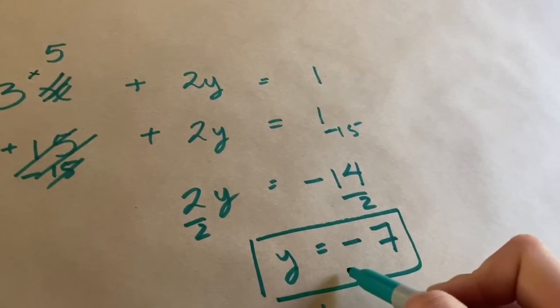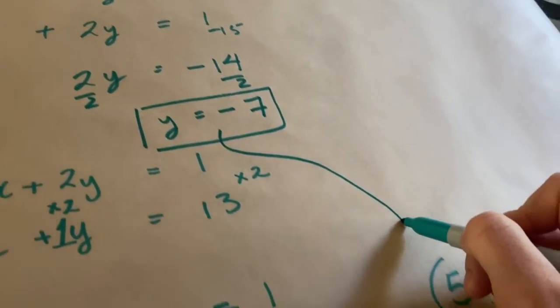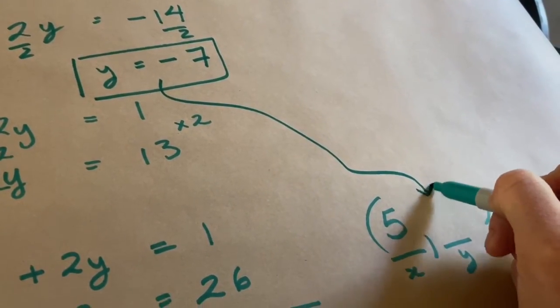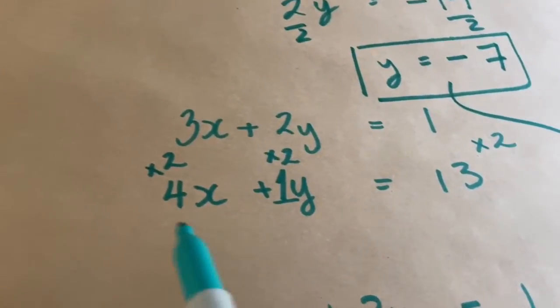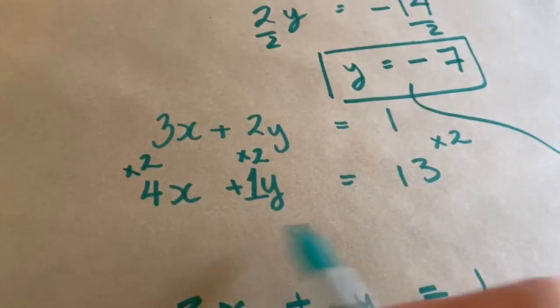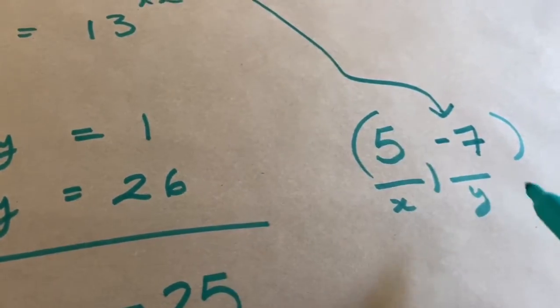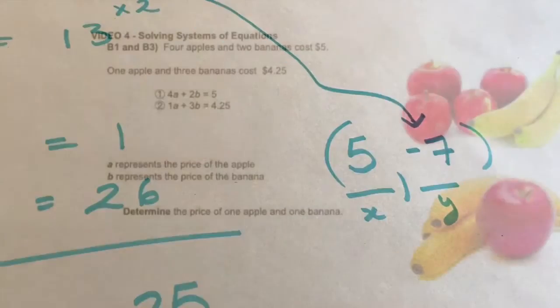So I'm going to take that y, I'm going to move it over here, and I'm going to put a minus 7 right here. So we know that when we were to graph these two equations, the only time that they touch is when x is equal to 5 and y is equal to minus 7.